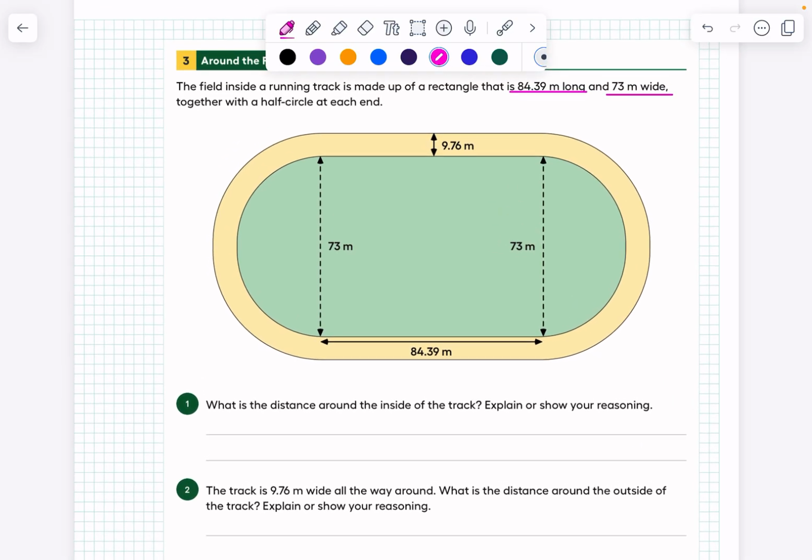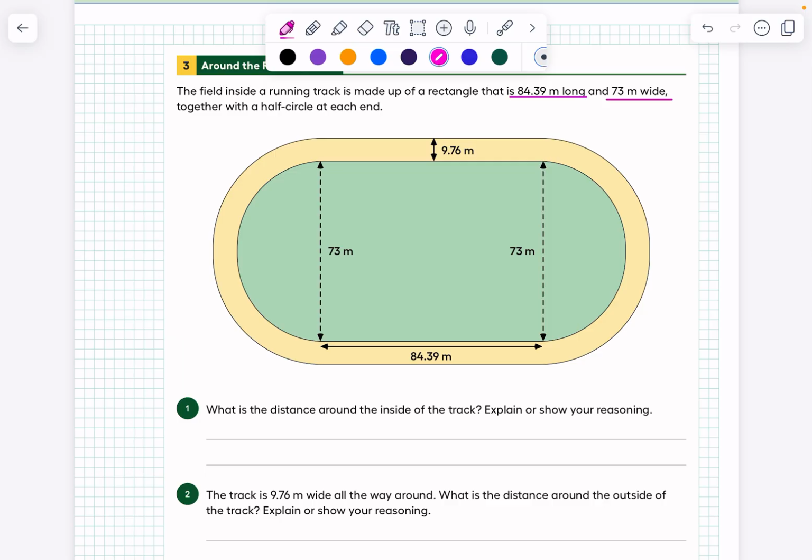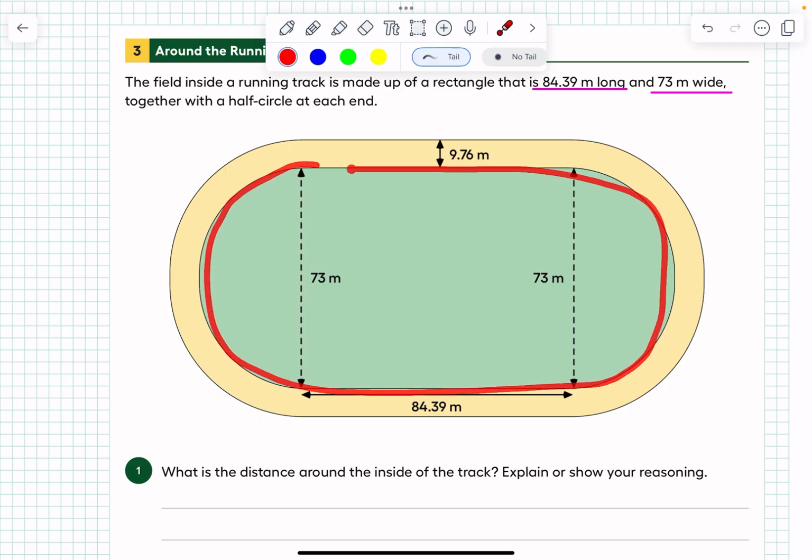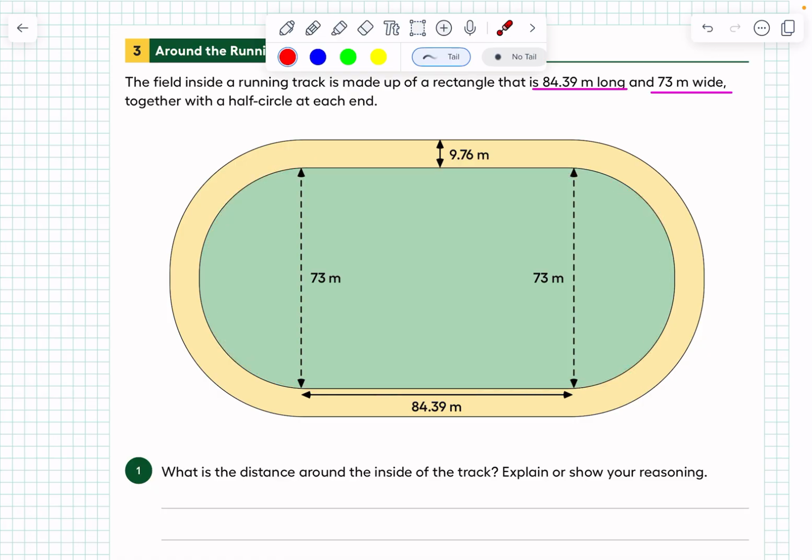Number 1, it says, what is the distance around the inside of the track? Explain or show your reasoning. Okay, our goal is to calculate this length right here. That is the inside of the track. So the question said that it is made up of two shapes, a rectangle and a half circle at each end, okay? So think about this. Here is my rectangle, and here is my half circle at each end. Together, two halves of a circle make a whole circle.